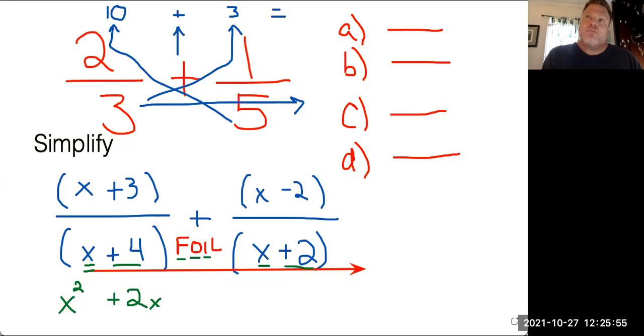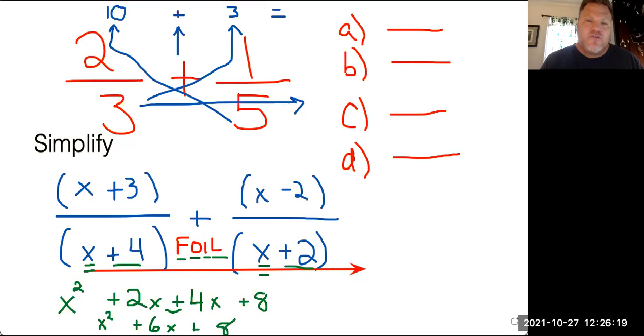Tape +4 to x and just write them next to each other. L is actual math, and I know we can do 4 times 2. It's +8. We have our last step of getting the families together, the nomials. We got all our nomials together, and it becomes x squared plus 6x plus 8.